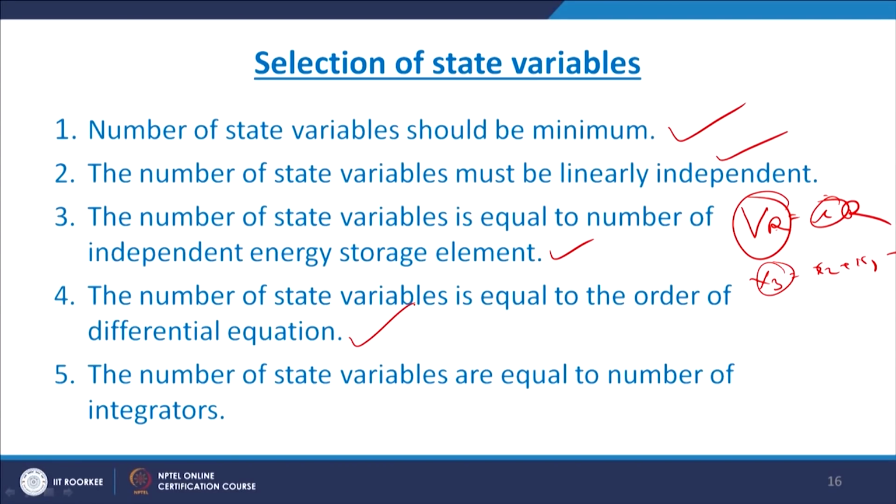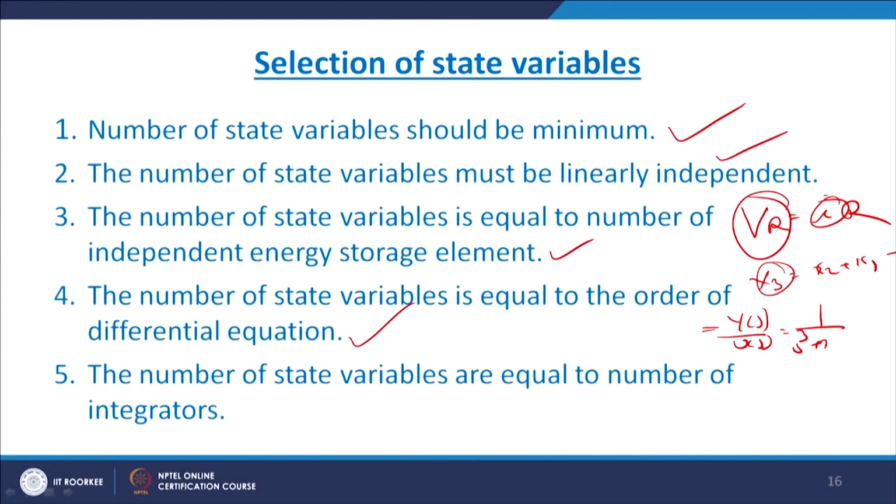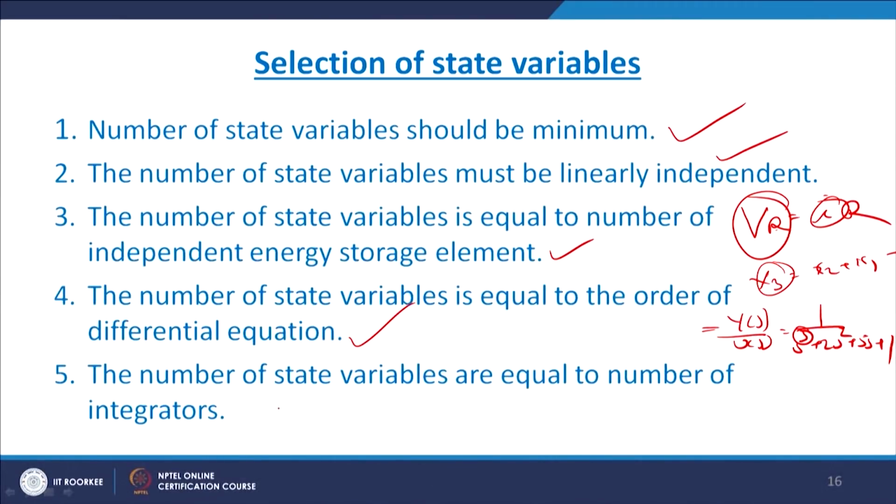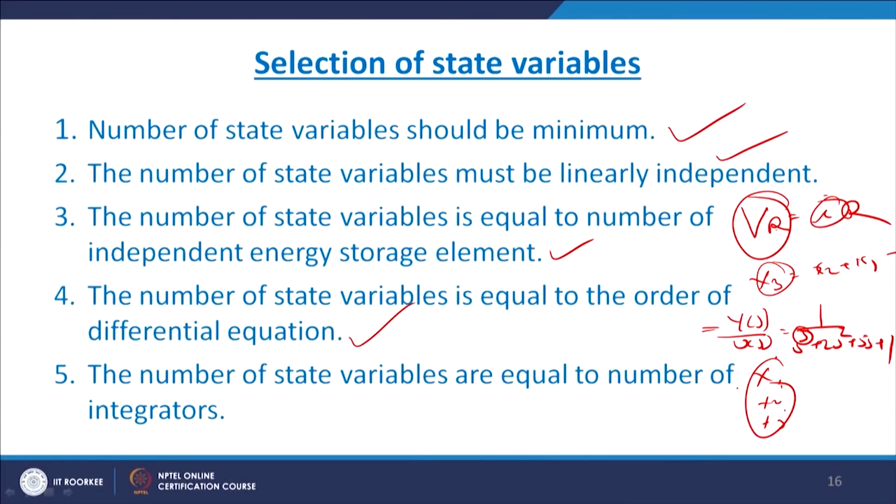That means when you write the differential equation in Laplace form, that is in transfer function form, Y(s) by U(s) equals 1 upon s cube plus 2s square plus 5s plus 1. Now here the order is 3. It means that in your actual system in state space you have selected 3 state variables, and the number of state variables is equal to the number of integrators. If you select 3 state variables, x1 dot, x2 dot, x3 dot, that equals the number of integrators.